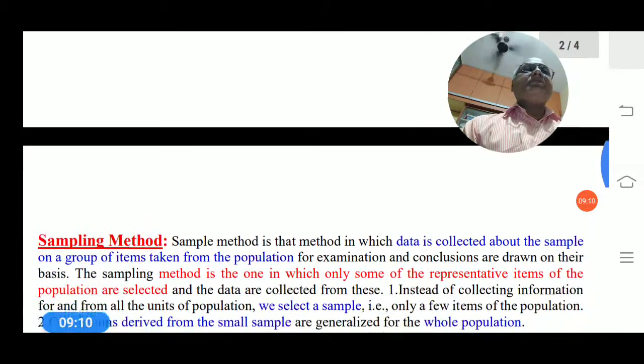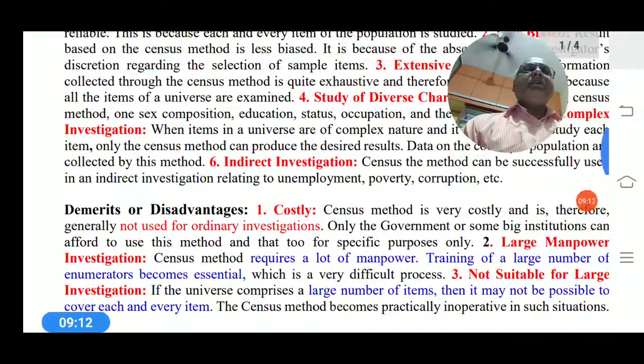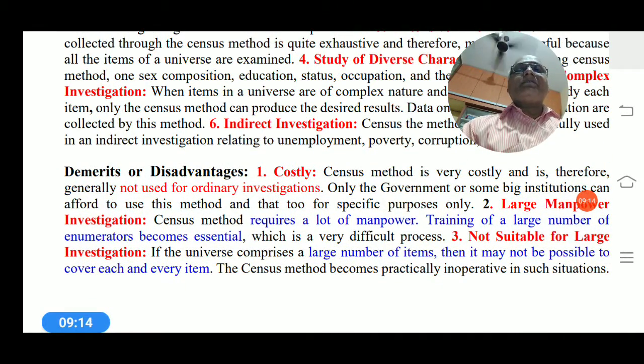So this is about the census method. We have to stop here, then later we discuss the next part.